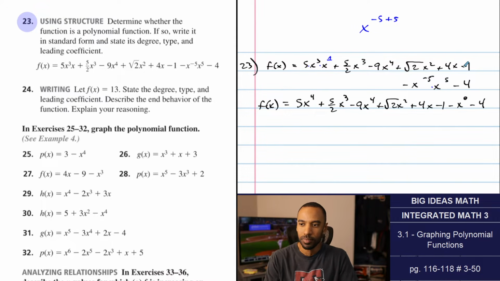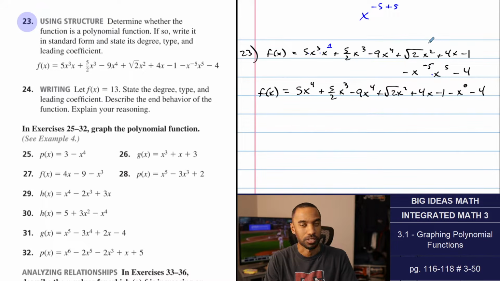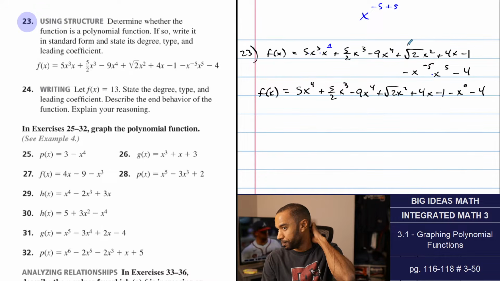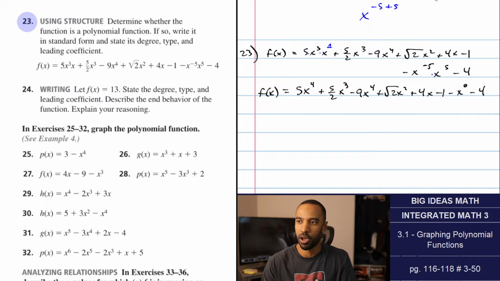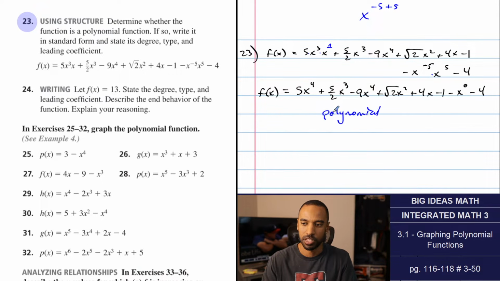So, is this a polynomial? Yes. Now that we simplified that part, negative 5 plus 5 is 0. 0 is a whole number. So the exponents are 4, 3, 4, 2, 1, 0, 0, 0. Yeah, there's still a lot of cleaning up to do here on this one, but is it a polynomial? Yes, it is. Now we have to combine like terms.